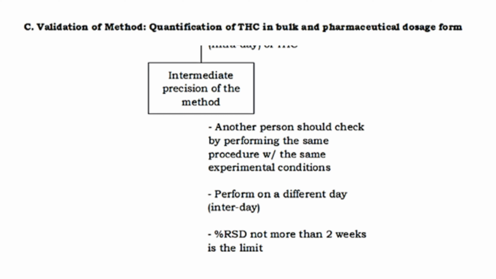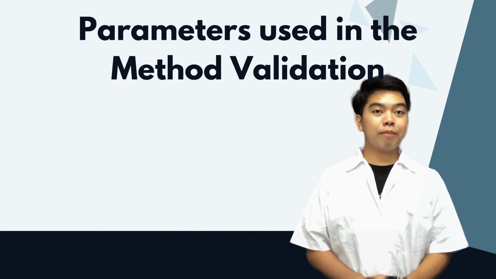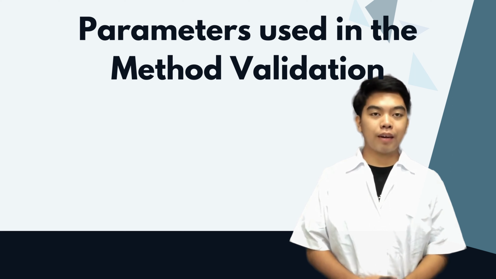Percent RSD not more than 2 was taken as the limit. For the robustness, the factors chosen for this study were the change in wavelength, flow rate, and column temperature. The appropriate amount of THC, bulk drug, and formulation were weighed and diluted with methanol. The effect of change parameters of analysis of THC in bulk drug was evaluated in terms of RT, asymmetry factor, theoretical plates, and assay. The HPLC method was validated for the following parameters.